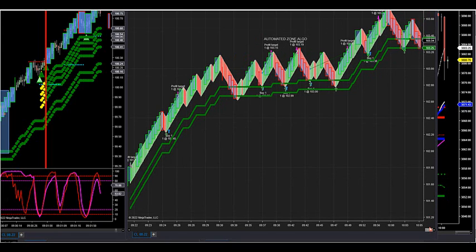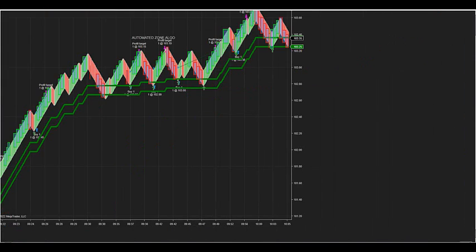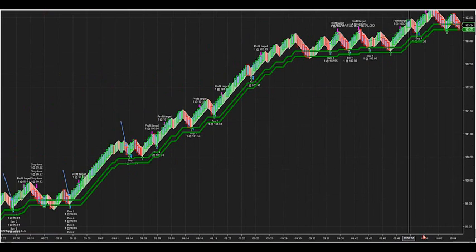So as you can see, it kept adding contracts all the way up. It still has not broken my trend yet. My trend has been up since 7:30 this morning. It's now 10:05. So it's been buying retracements since 7:30 this morning.